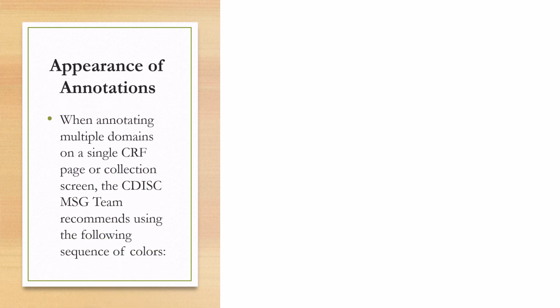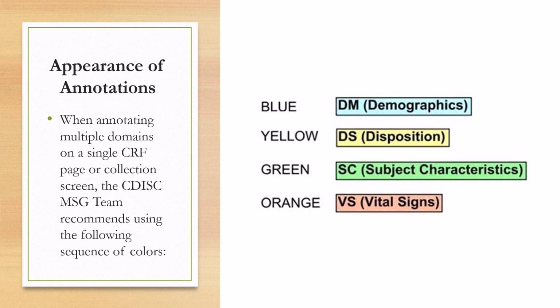The next is that when annotating multiple domains on a single CRF page or collection screen, the CDISC SDS MSG team recommends using the following sequence of colors. The first domain annotated on any CRF form should be in the color blue. The second domain should be yellow, third green, and fourth orange. Sponsors who need more than 4 colors on their CRF page should use consistent colors and take color blindness into consideration.